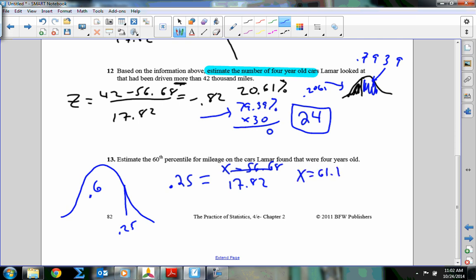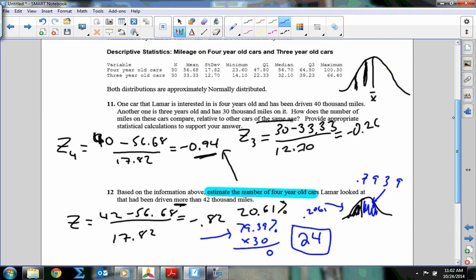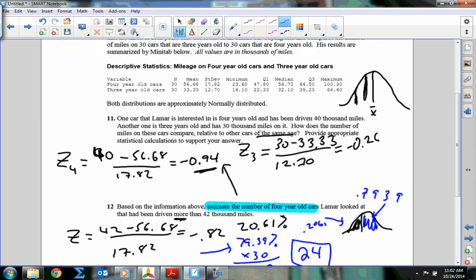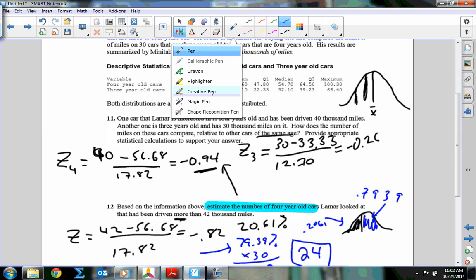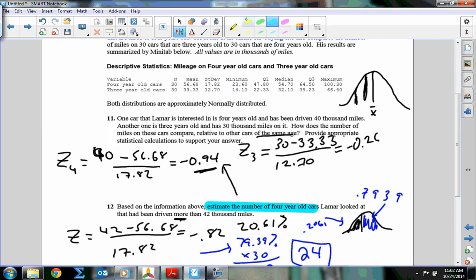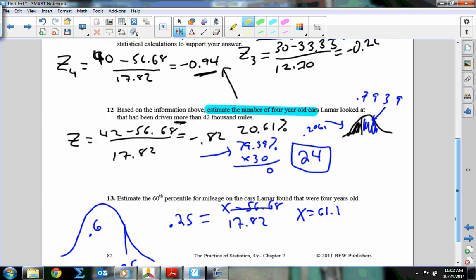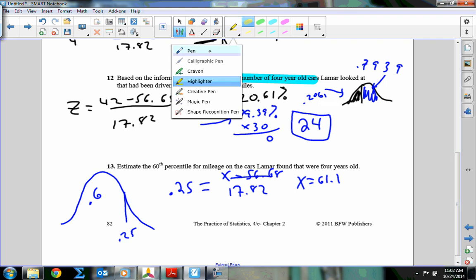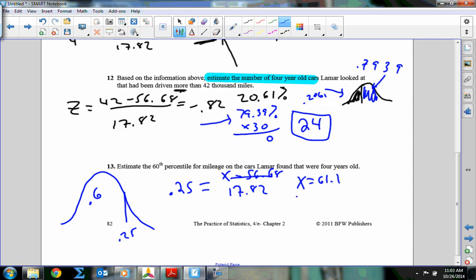Now, you don't want to get dinged when you take your exam in the spring, so just doing 61.1 isn't good enough. What we have to remember, and they're very picky about this, and I want you guys to do really well, is that all values are in thousands of miles. So when I come back down here, I want to interpret this in context. And so I'm going to say 61,100 miles.